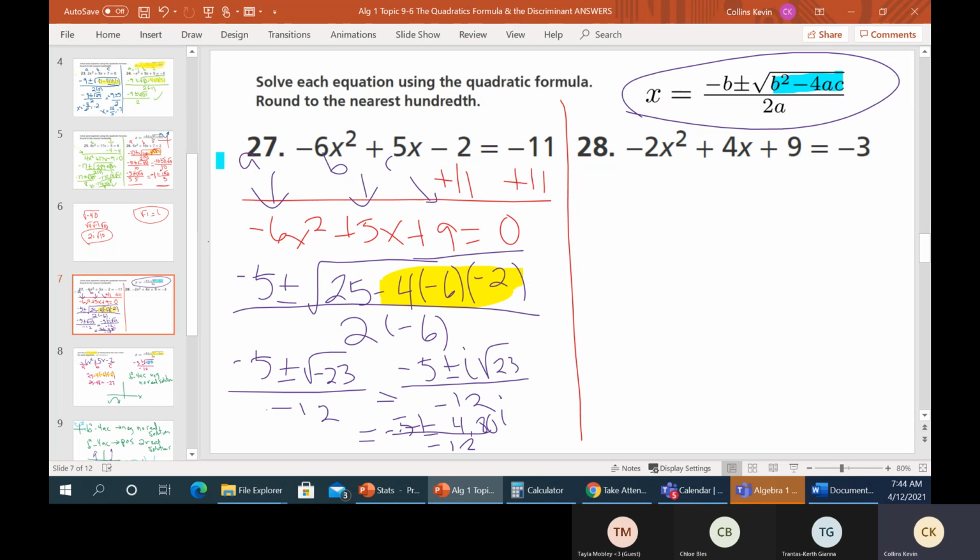So this one, rather than leaving it as a square root of 23, they approximated it as about 4.8. Questions?